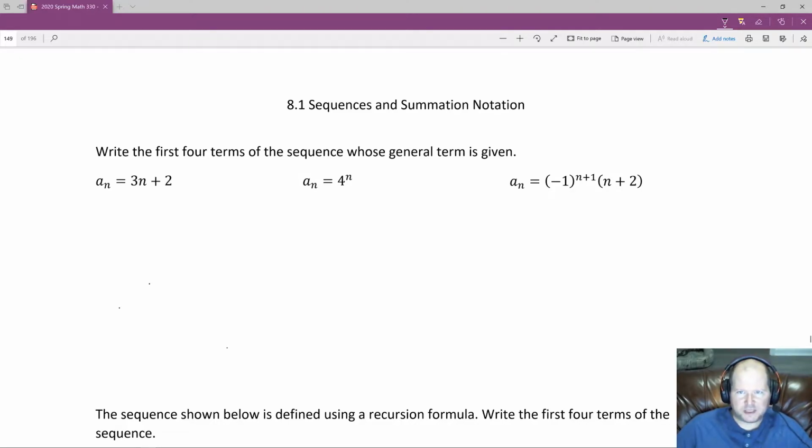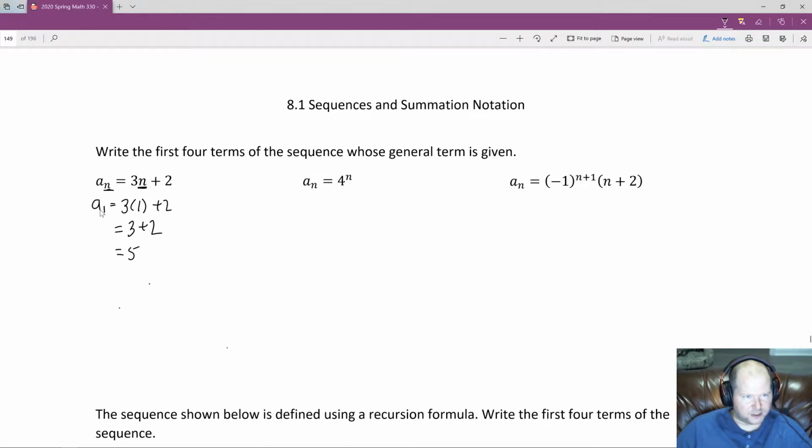8.1 Sequence and Summation Notation. We're going to write the first four terms of the sequence whose general term is given. So for instance, if we do a sub 1 here, then everywhere we see an n, we're going to plug in whatever subscript we put there. So this is going to be 3 times 1 plus 2. 3 times 1 is 3. 3 plus 2 is 5.